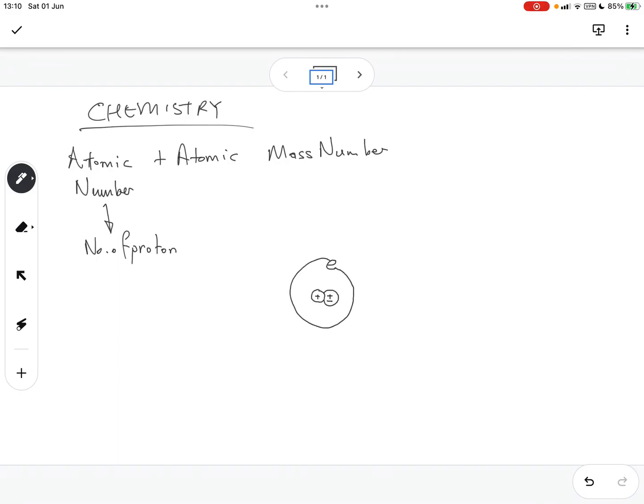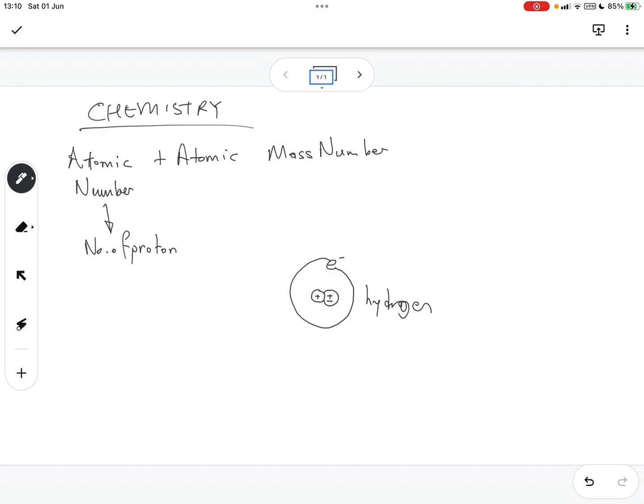one neutron, and one electron. So if an atom is existing alone in space, it just has the same number of protons as electrons. So if we're looking at hydrogen, then because it has one proton, we know that its atomic number is 1, and that's why on the periodic table it's placed at 1.